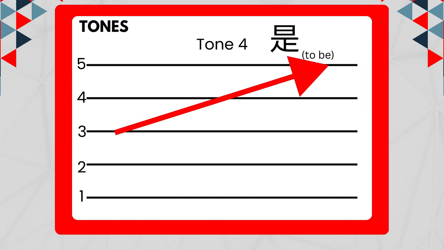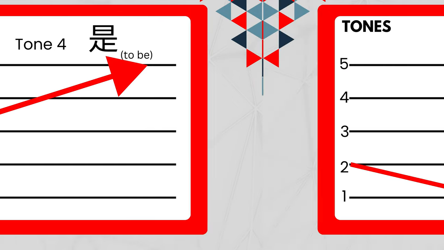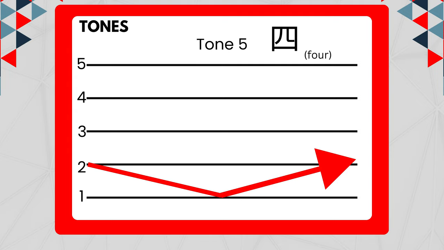Tone 4 is a rising tone starting from a middle level. The word si, meaning to be, is an example of a word with this tone. Tone 5 is a falling rising tone, starting and ending at a moderately low level. However, some speakers may describe this tone as falling from 2 to 1 instead of a falling rising tone. The word si, meaning four, is an example of a word with this tone.